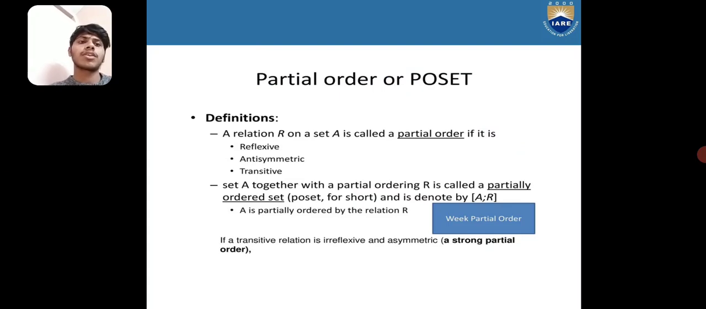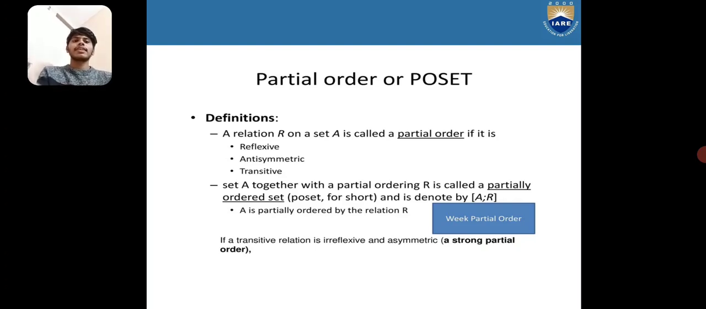So partial order, or poset. Definitions: a relation R on a set is called a partial order if it is reflexive, antisymmetric and transitive. A set A together with a partial ordering R is called a partially ordered set, poset for short, and is denoted by (A, R). A is partially ordered by the relation R.